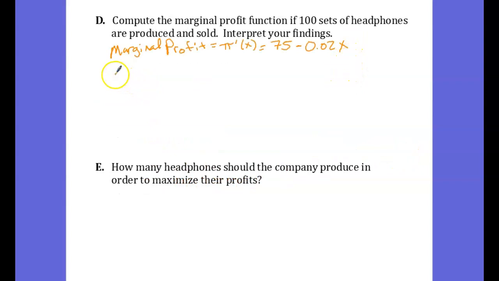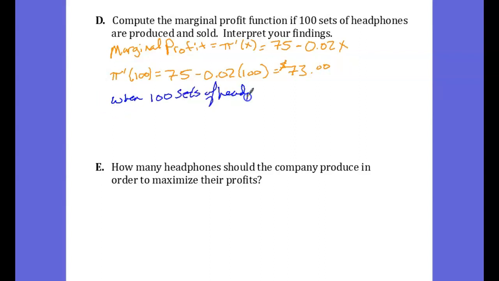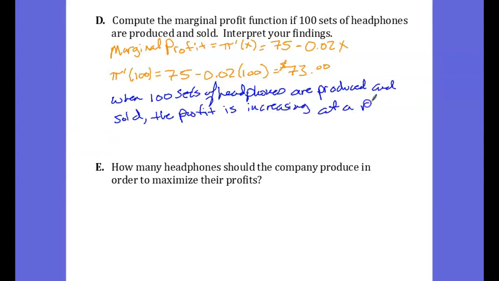Now they've asked us to find the marginal profit for 100 sets of headphones, and so we just simply substitute in 100, and that's going to give us $73. Now we have to interpret this. This means that when 100 sets of headphones are produced and sold, profit is increasing at a rate of $73 per set.